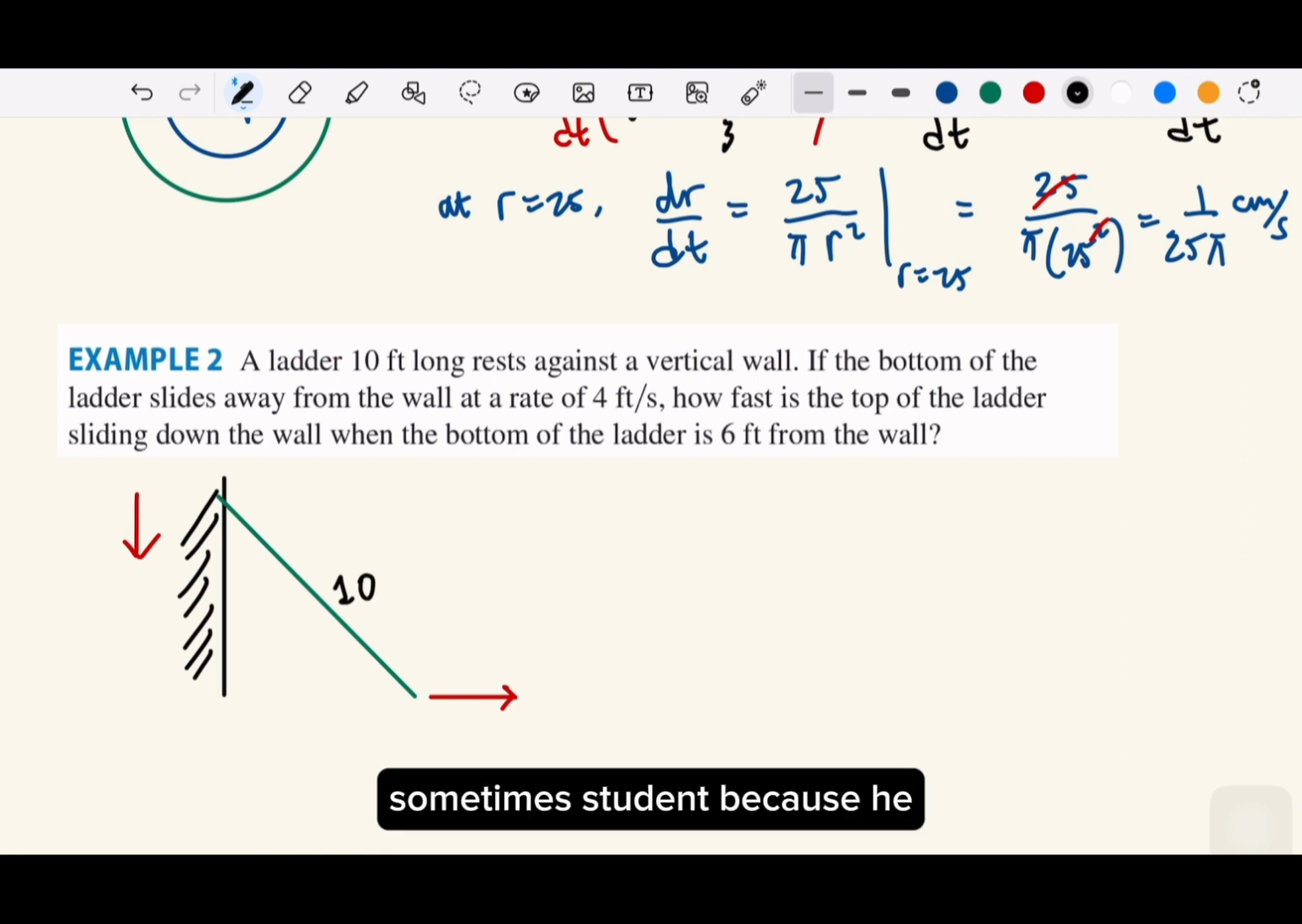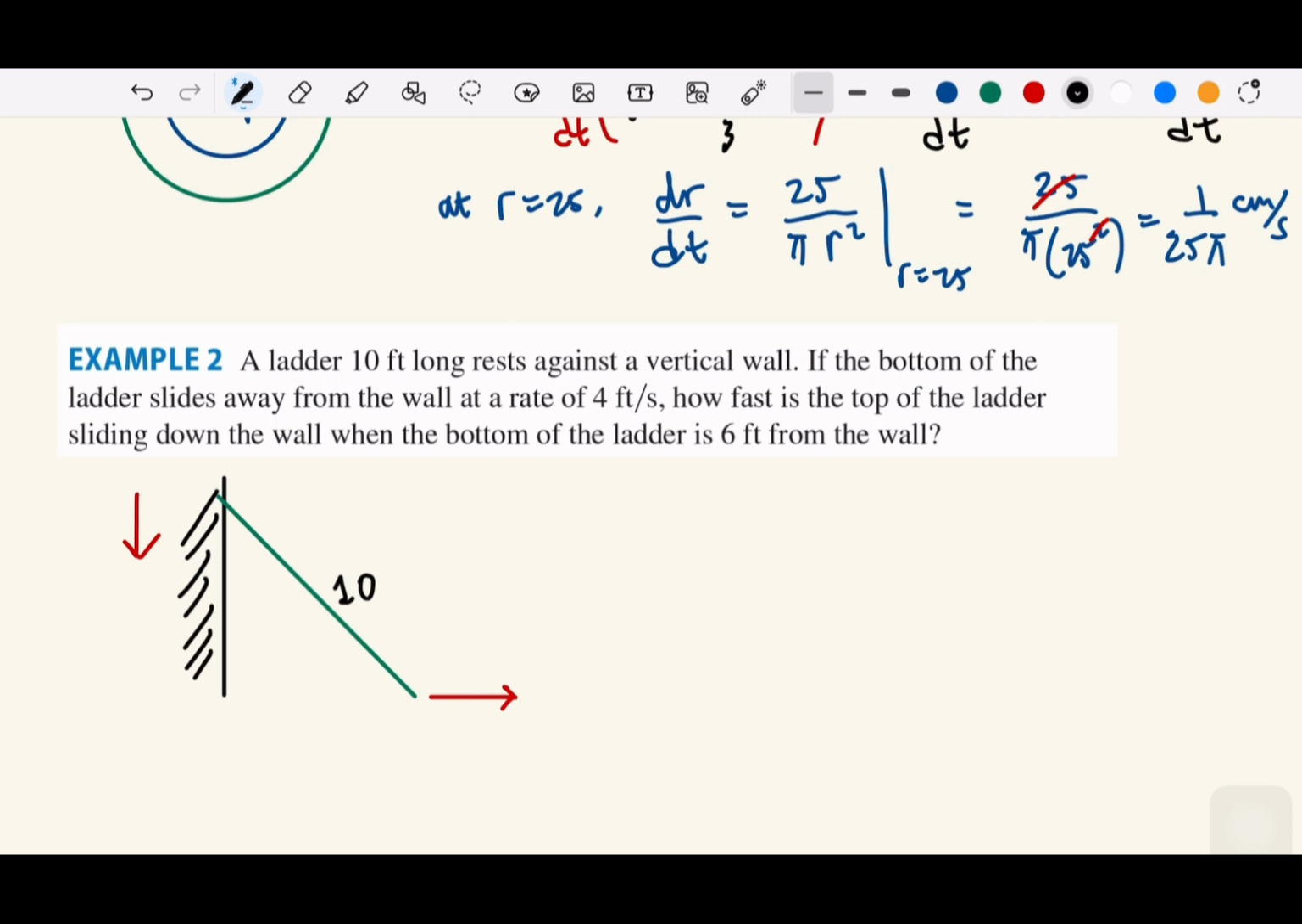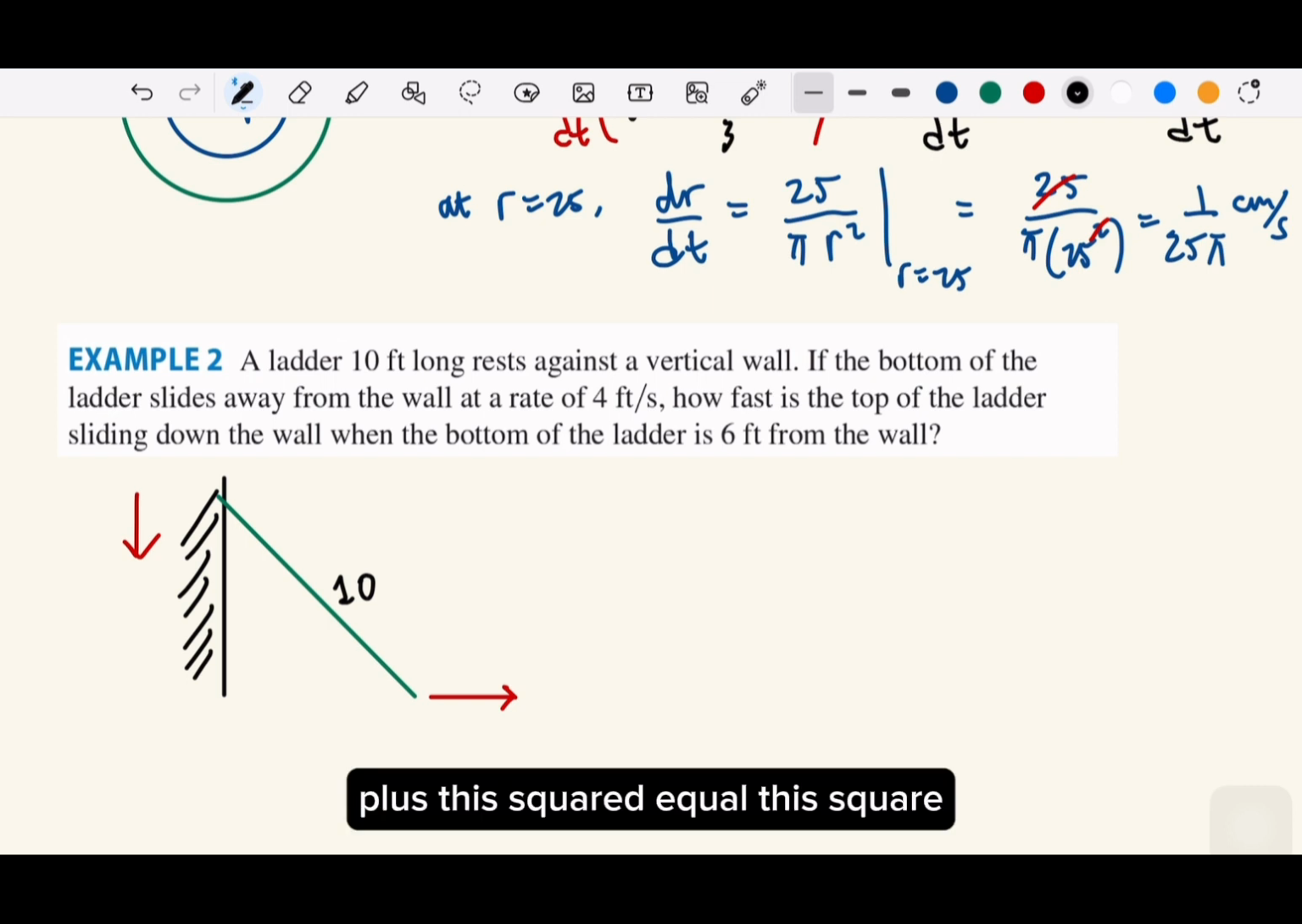Sometimes a student knows, oh, this is 6. Oh, I have 10, 6, oh, this should be 8. And then what, right? The question is not about that. The question is asking the rate, which means you need to develop some formula that can relate everything. And you see that this is a triangle. So I think Pythagorean can be helpful. This squared plus this squared equals this squared. We can use that as a first step.